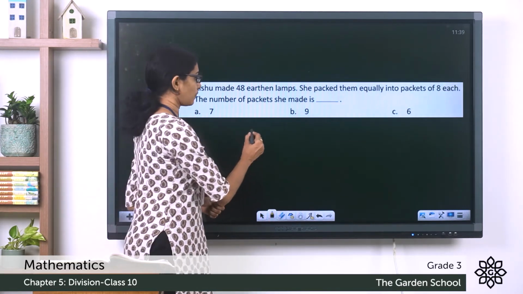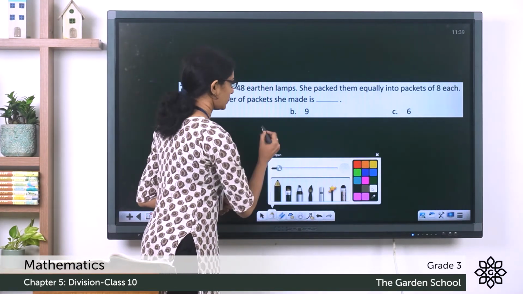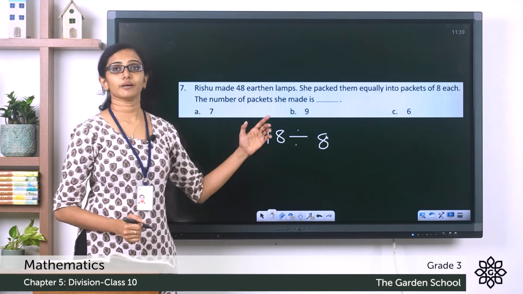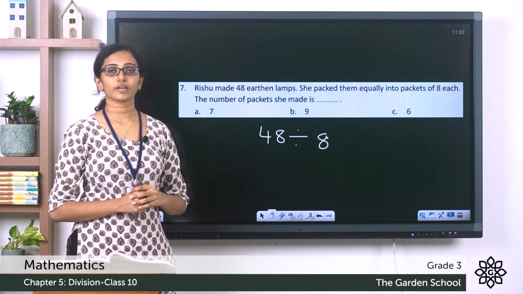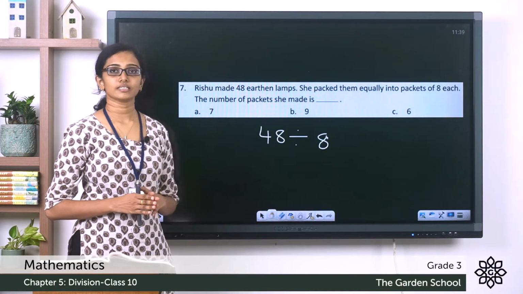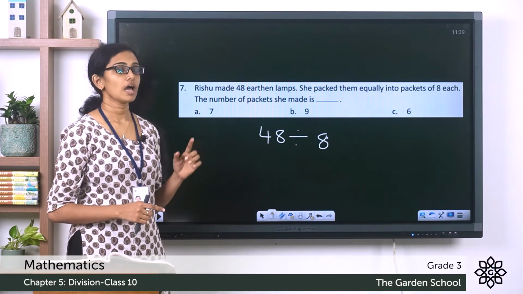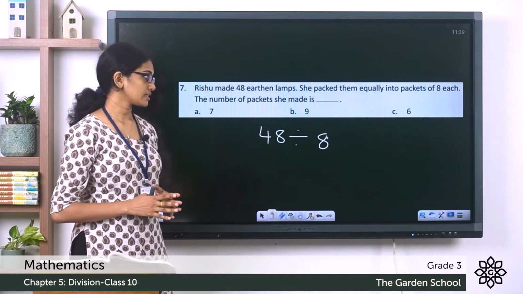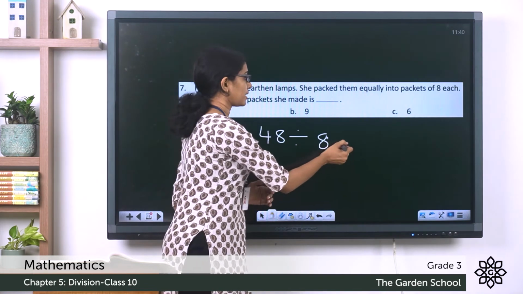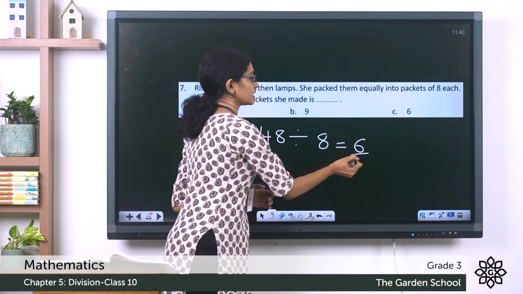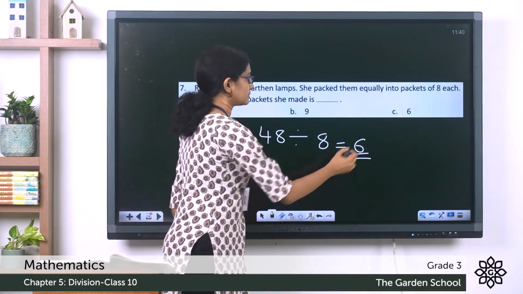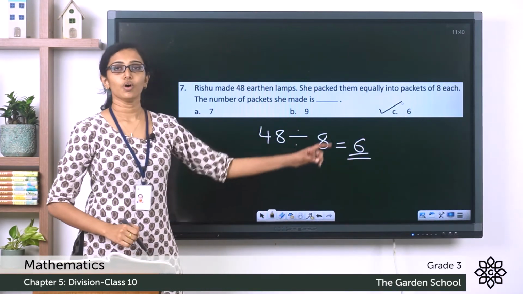You have to do 48 divided by 8. And what is 48 divided by 8? How many 8s will go in 48? Beside the table of 8, 8 ones are 8, 8 twos are 16, 8 threes are 24, 8 fours are 32, 8 fives are 40, 8 sixes are 48. So what is 48 divided by 8? That is equal to 6. And that is option C here.